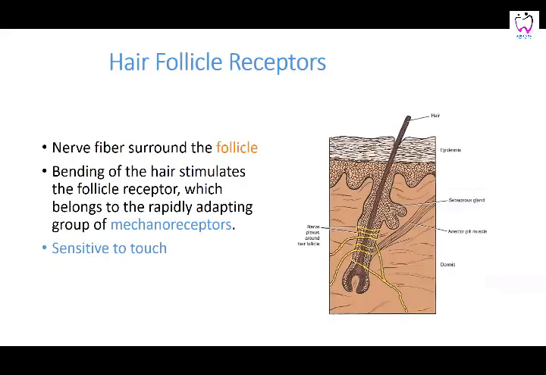Then you have hair follicle receptors, which are there at the root, nerve fibers surrounding the follicle. Changes in the direction or the position of the hair follicle, they are going to respond to the vibration or the movement of the hair follicle, and they are sensitive to touch, and all of a sudden you will be able to appreciate that the hair has moved. This is because of these hair follicle receptors.